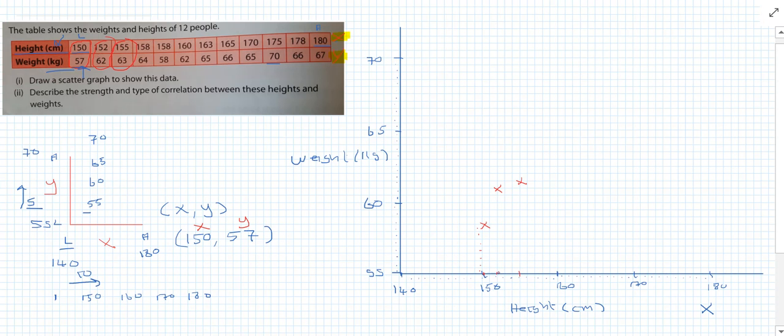Then 158. It's 151, 6, 7, 8. It's going to be roughly here. 1, 2, 3. So 158 will be here on the x-axis. And then we have to go up to 64. So 64 is going to be 63, 60. It's going to be roughly here.